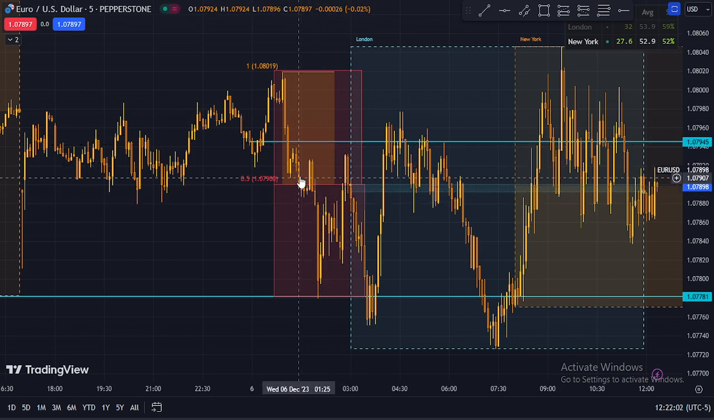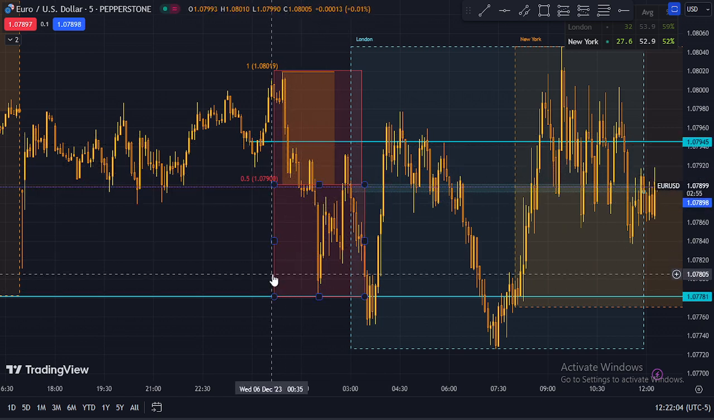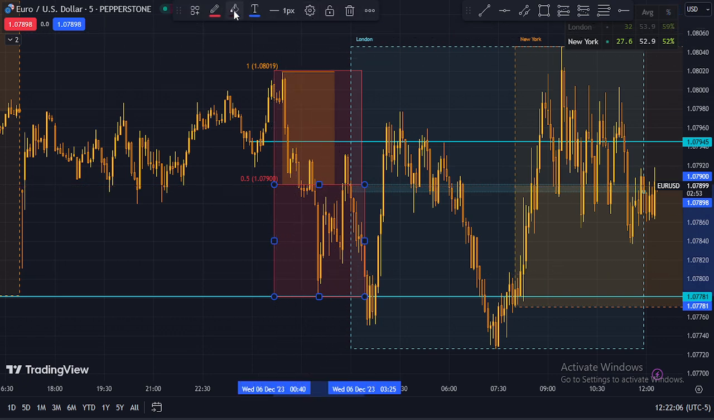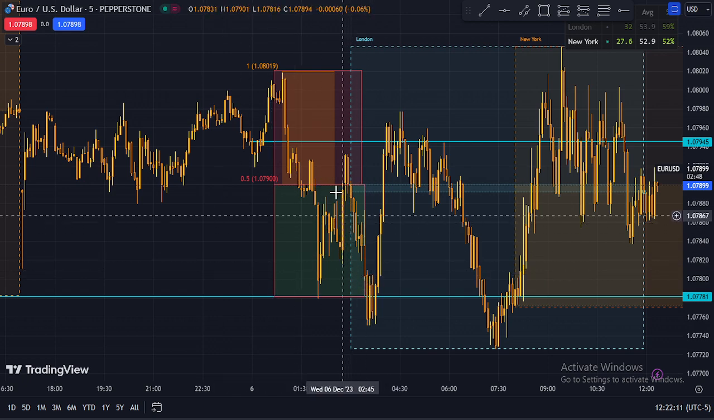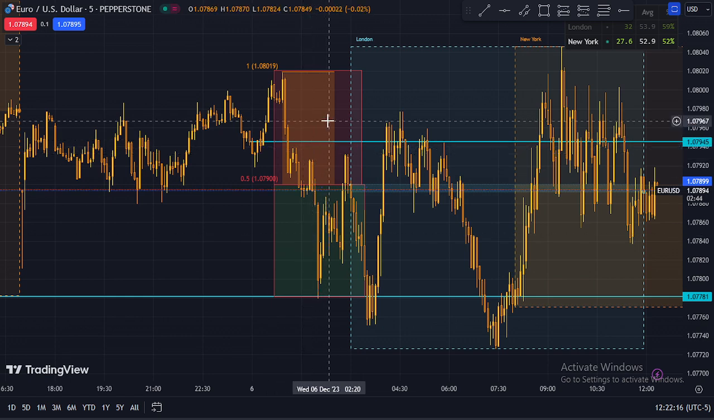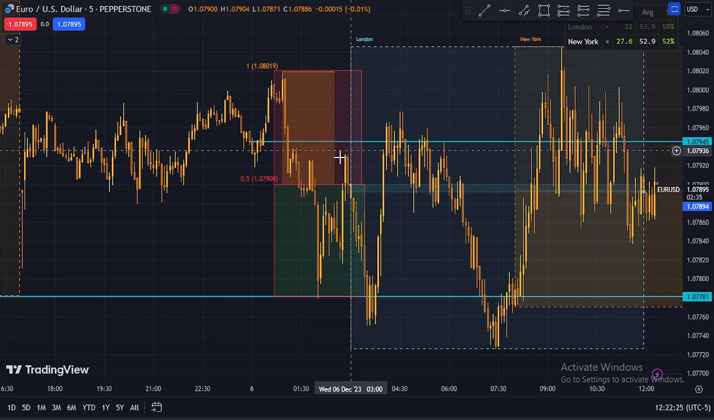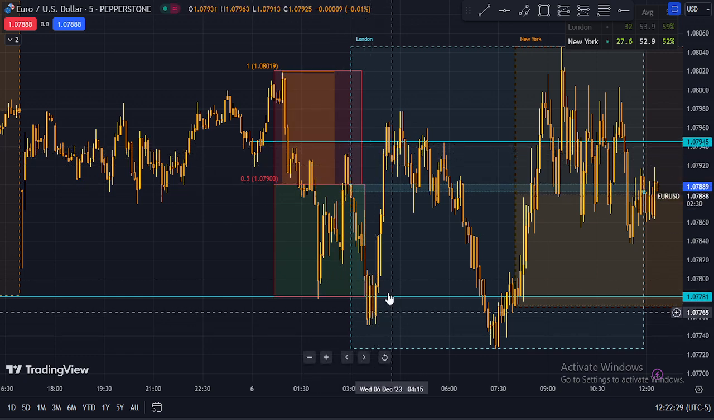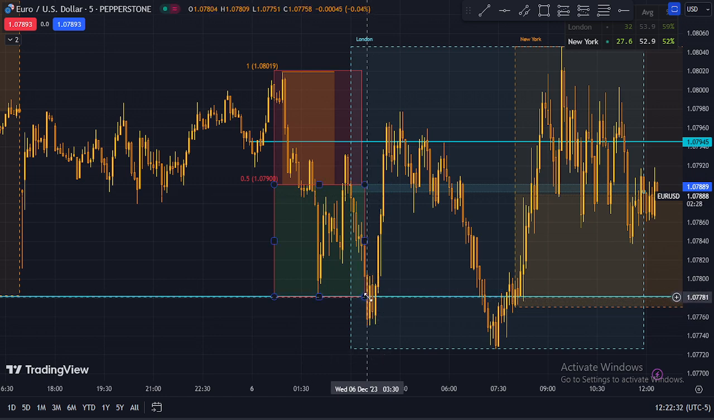So let me make this more visible. Then I have discount. The one that's shaded red denotes the premium. When price goes into a premium, we expect a smart money reversal, which is selling short at premium and offsetting the position in a discount.